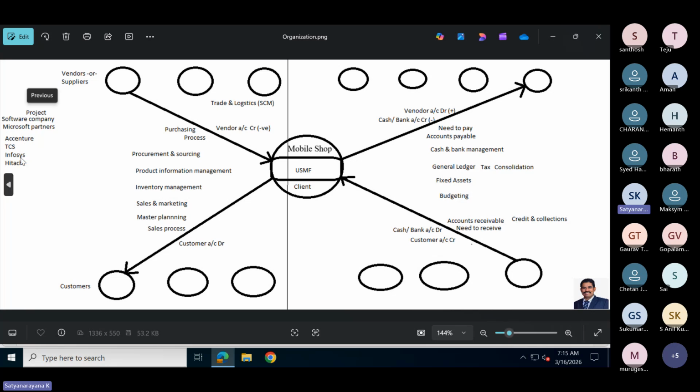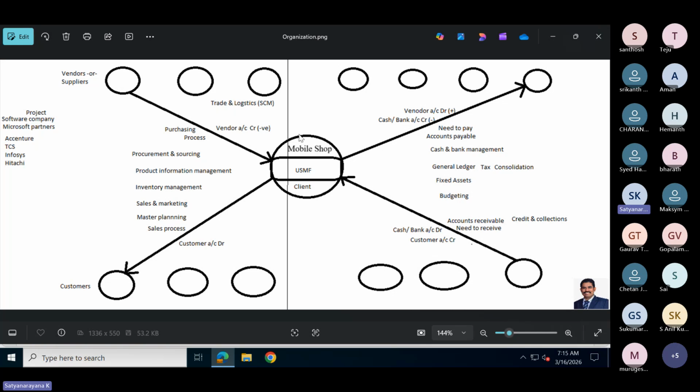So in this company, for an employee, it is called project, but for this company, it is called client. You are going to work for a client. That is project. So that client name is USMF. You need to imagine USMF. This is the company. What will this company do? They will purchase the material, they will sell the material.